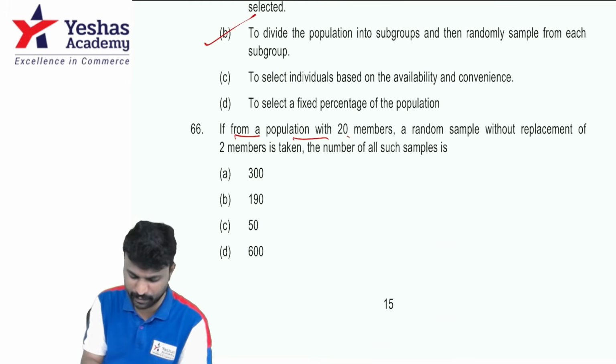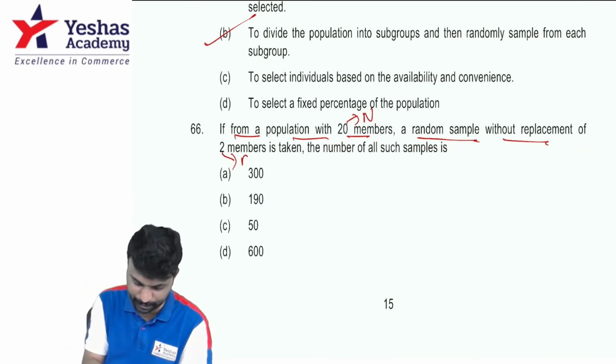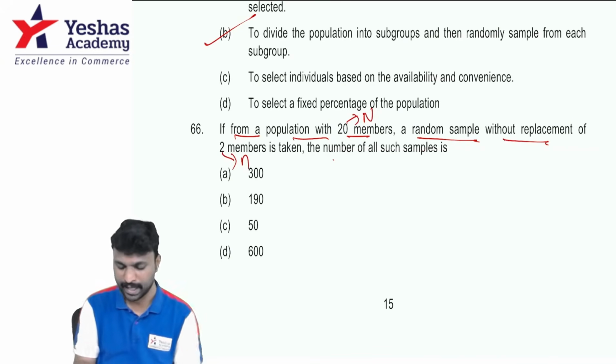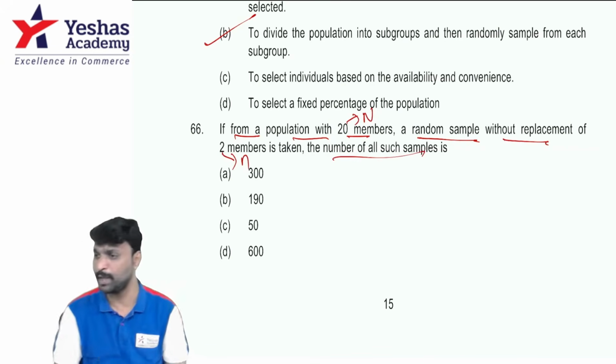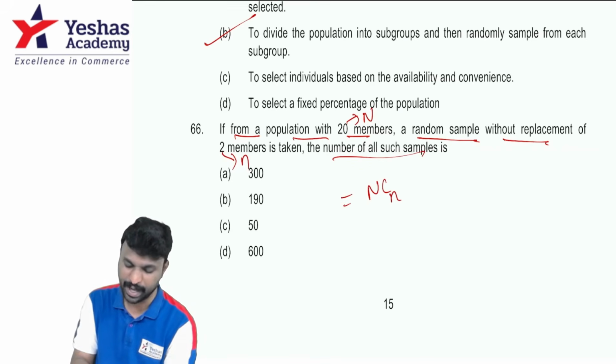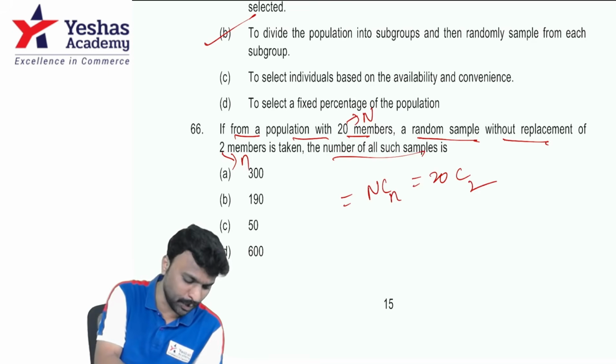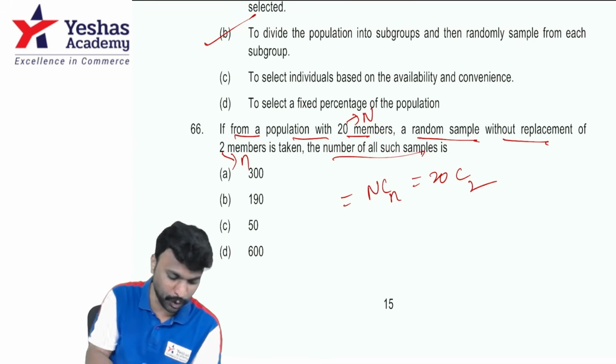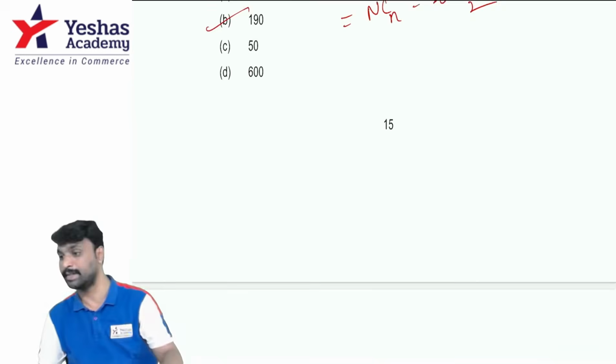If from a population with 20 members, so capital N is 20, a random sample without replacement of 2 members, that means small n is equal to 2, the sample size. The number of all such samples without replacement is NCn. Capital N is 20 and small n is 2. So 20C2 is 20 into 19 divided by 2 factorial, which is 190. Option B is the right answer.